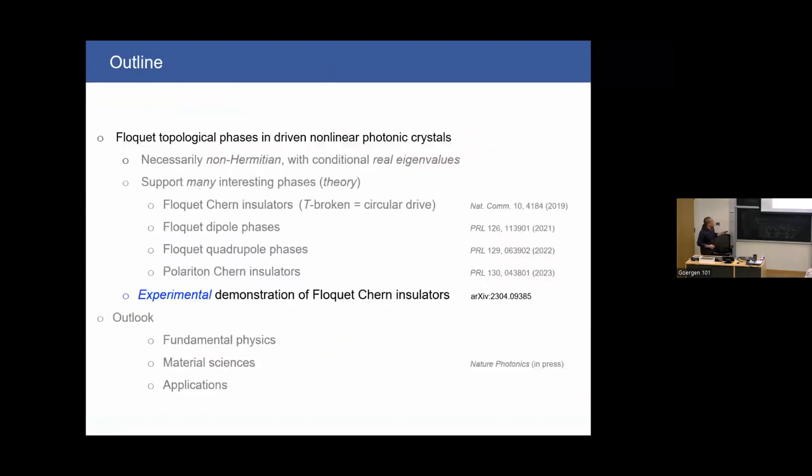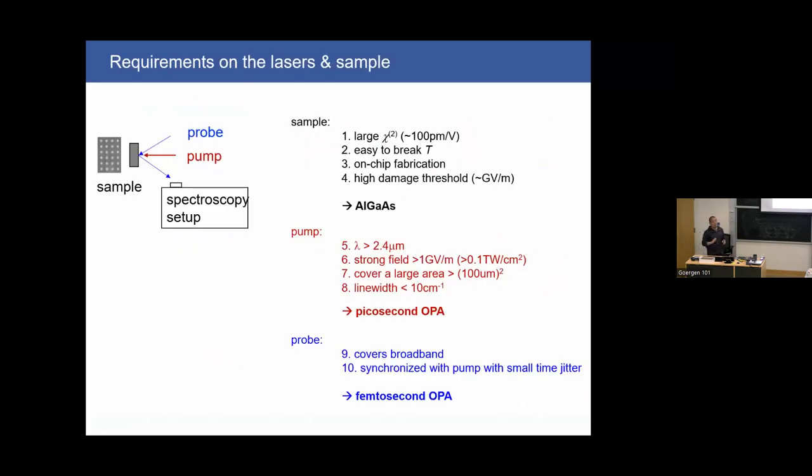Okay, so far I've talked about the Floquet eigenvalue problem in this driven nonlinear system. I've talked about the topological phases we have identified. And next, let me show you the experimental results. We're basically putting the money where our mouth is. Specifically, this is the topological phase of a Floquet insulator, which again requires breaking time reversal symmetry and reciprocity to get to.